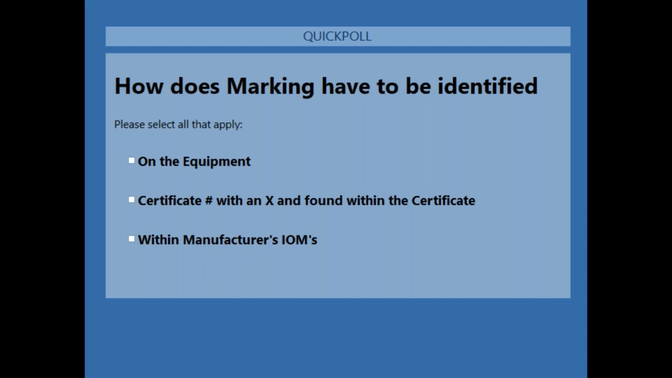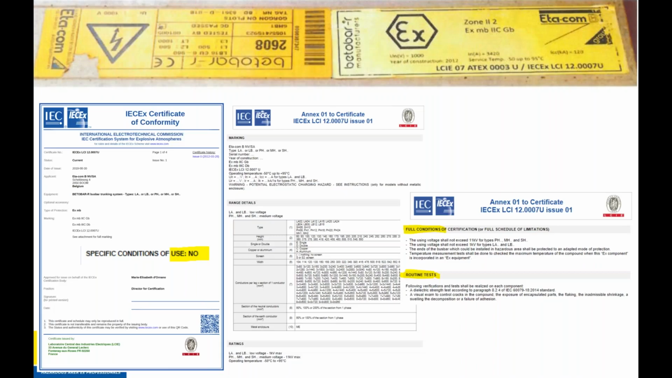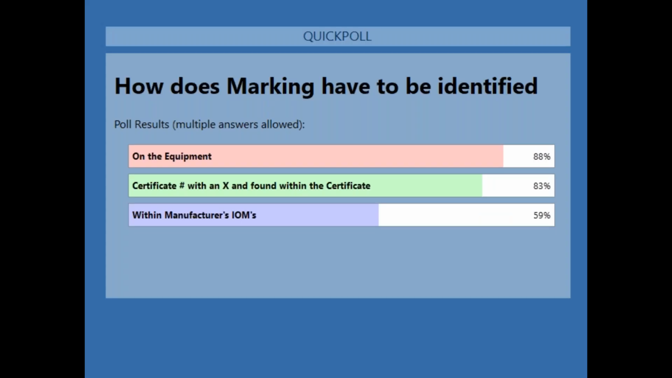65% voted. Now, the correct answer is all of them. It shall be on the equipment. But if it can't be on the equipment, it will have a certificate number with an X with the conditions of use and listing the voltage and current ratings. So both those answers are correct. Also, yes, it has to be on the manufacturer's data sheets, installation, operation, and maintenance manuals. A data sheet is a manual.